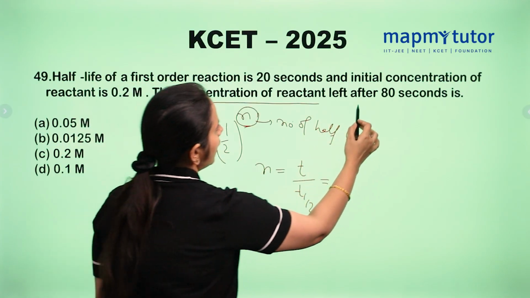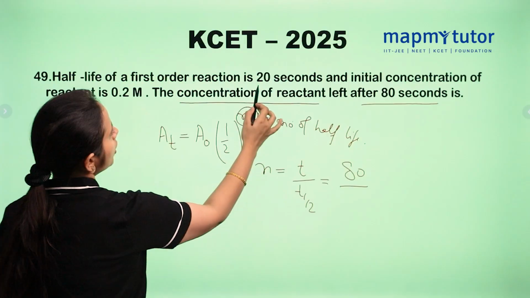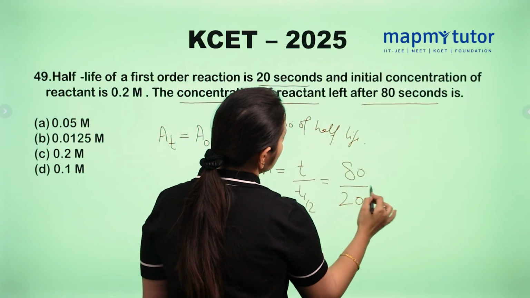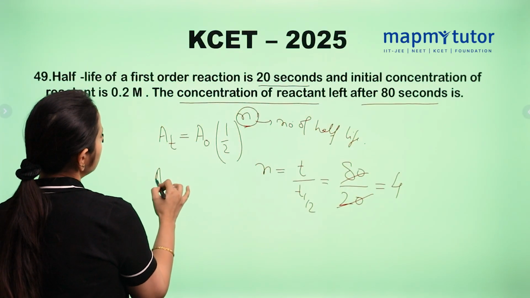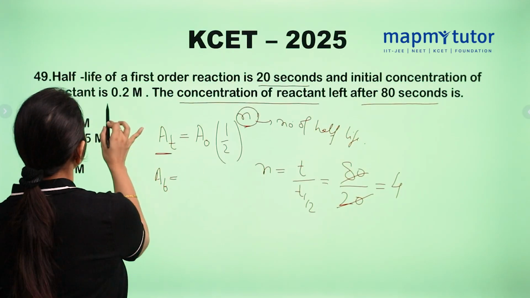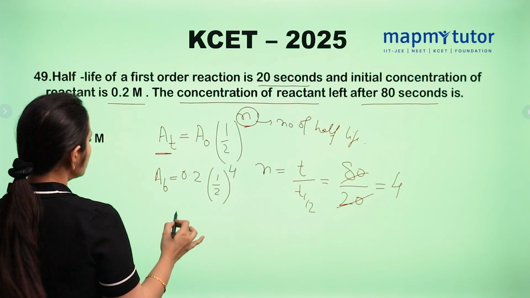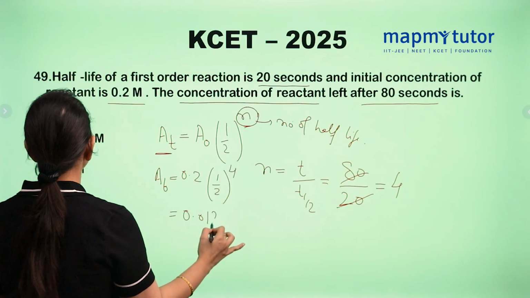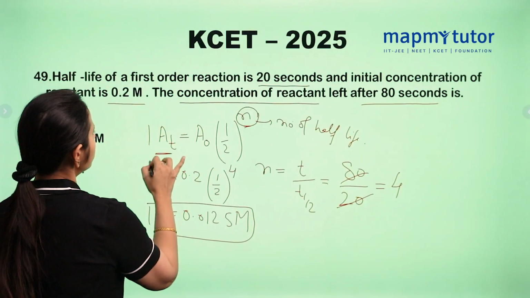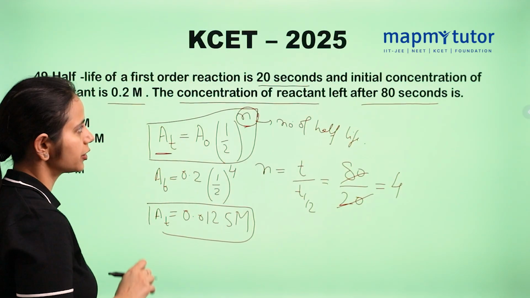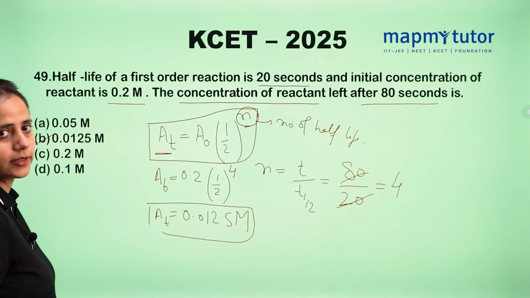n is equal to T by T half. So, we have time 80 seconds, so T will be 80 and T half is 20 seconds. If we cancel this, n value will come out to be 4. Just put the value of n here. A naught value is given 0.2 molar, times 1 by 2 raised to power 4. So on solving, you will get the answer 0.0125 molar. So this way very easily by using this formula, you can calculate the concentration of a reactant after certain time. So, B is the right answer.